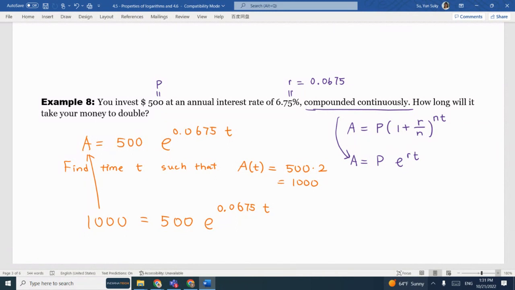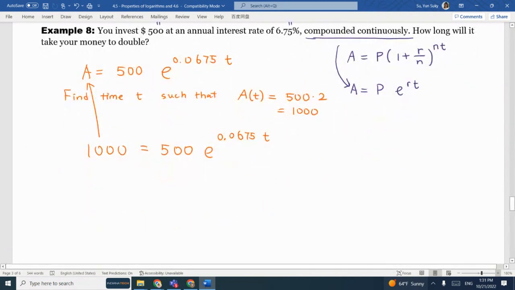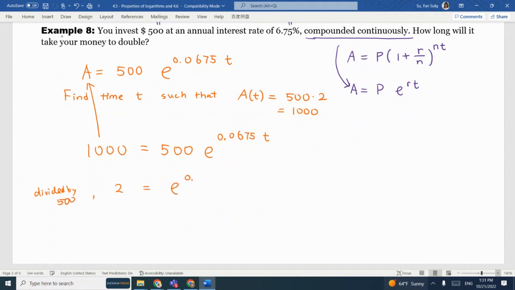Yeah, divide by 500. So divided by 500, what's your left-hand side? 2. Yeah. So we divide it by 500. Left-hand side we get 2. Right-hand side e to the 0.0675t. Right, everybody? Okay.